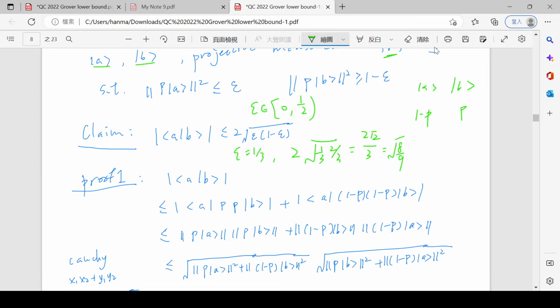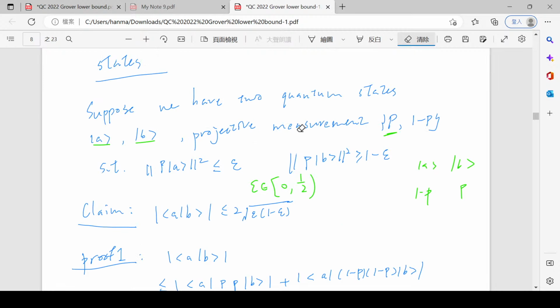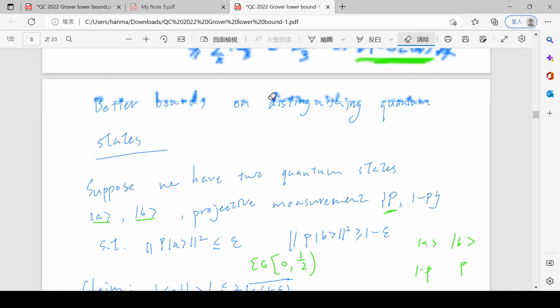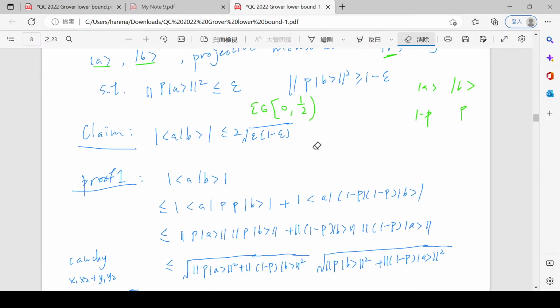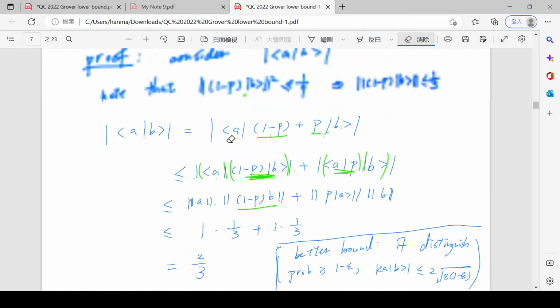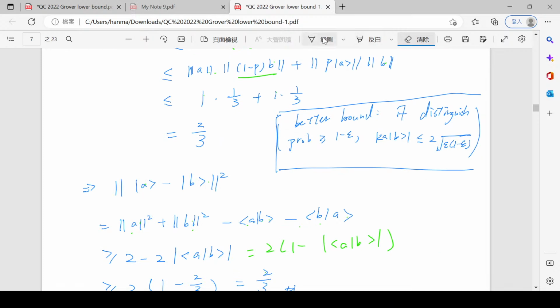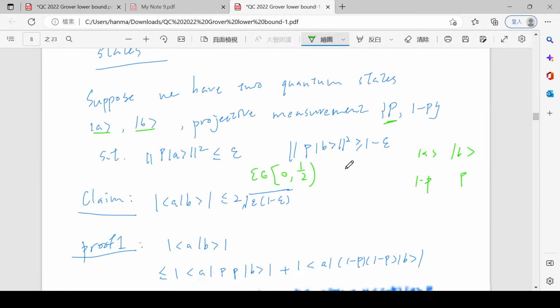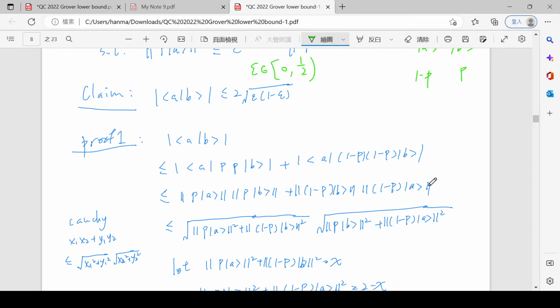Anyway, this is the actual tight number, and we are going to show from several different angles why this is true. This will be a small introduction on information theory. The first proof is we basically do this thing but better. As we said, we change to epsilon, and the actual bound is 2 square root of epsilon times 1 minus epsilon. So we start with a similar thing.